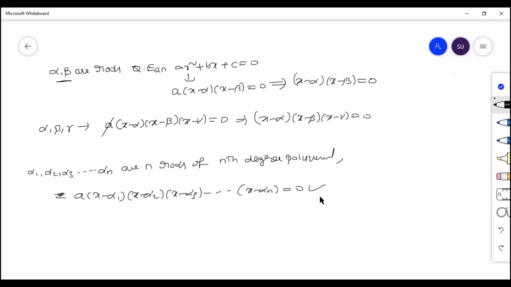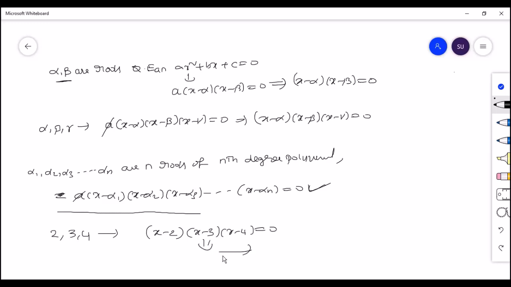So generally, by removing this a, you can write x minus alpha 1 into x minus alpha 2 and so on, x minus alpha n is equal to 0. You can write an nth degree polynomial in this form also. For example, suppose 2, 3, 4 are roots of a cubic polynomial. Then how can we write the equation? x minus 2 into x minus 3 into x minus 4 is equal to 0. By simplifying this, you will get a cubic equation. The same way, if 4 roots are given, you can write it for 4 roots also.